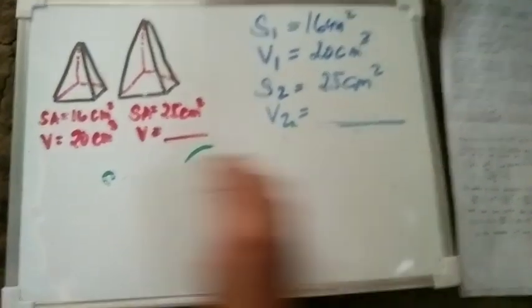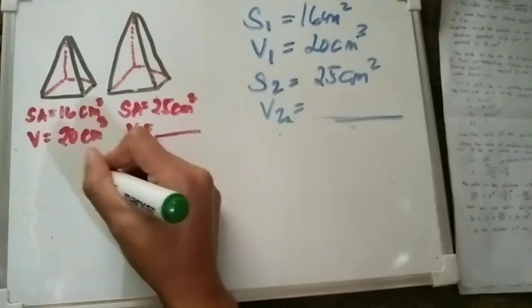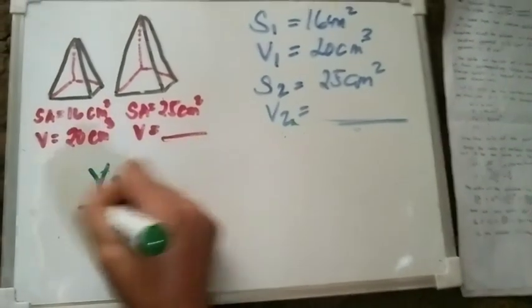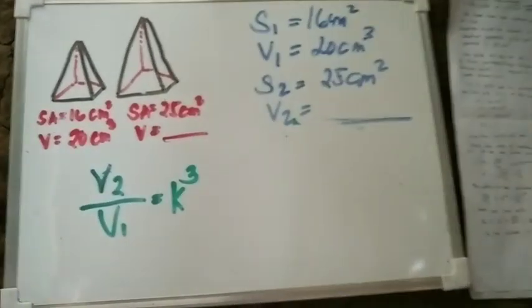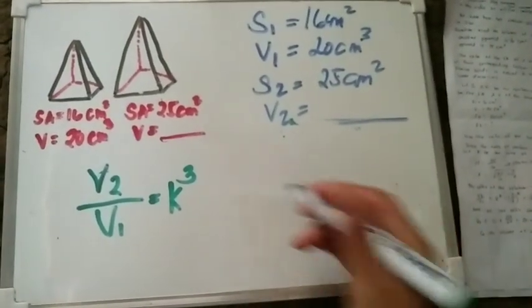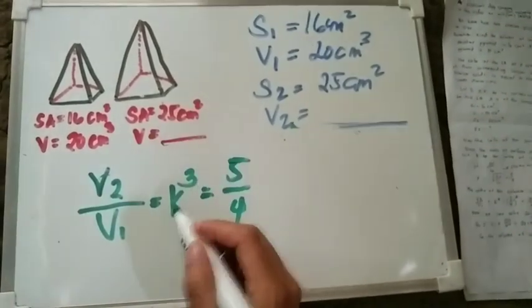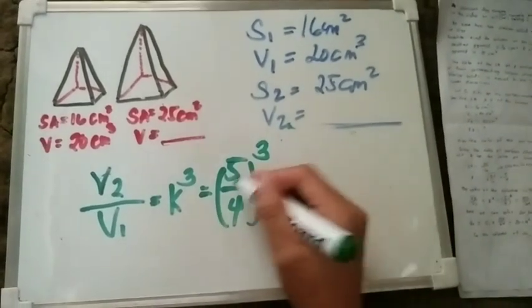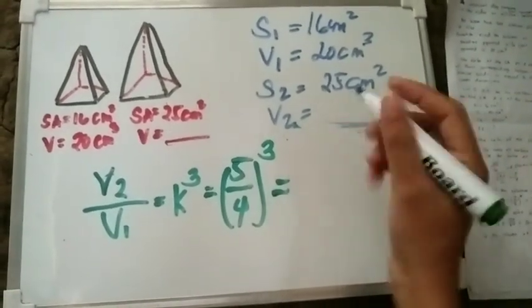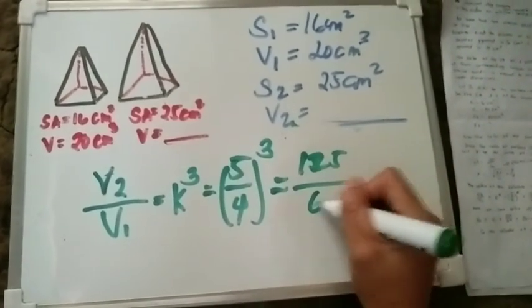So volume 2 over volume 1 is equal to k cubed, right? Because the ratio of volumes is the cube of the ratio of the linear dimension, which is 5 over 4. So our k is 5 over 4, raised to the power of 3, which is 5 times 5 times 5, or 125, over 4 to the power of 3, which is 64.